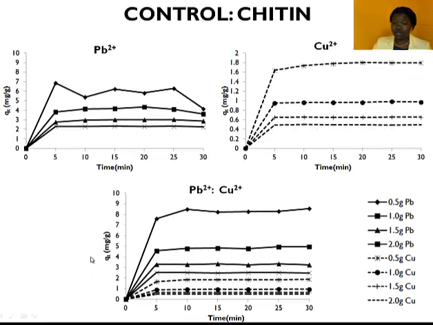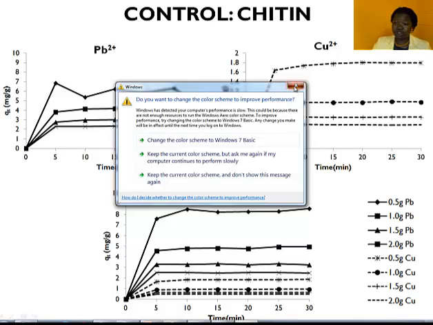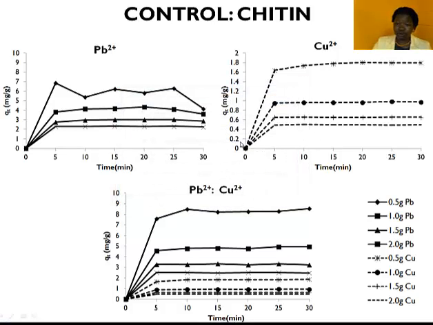The same trend is observed when we used analytical reagent chitin, which is our control, where we note that we have an increase in the removal of both lead and copper in the binary system as compared to the single system.